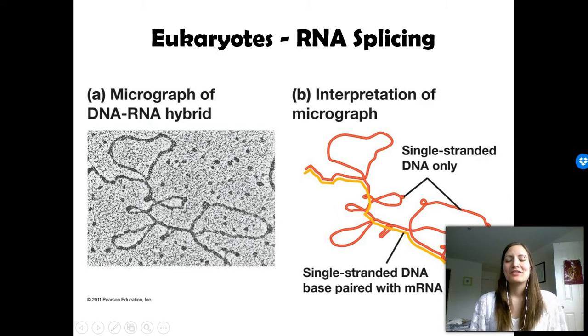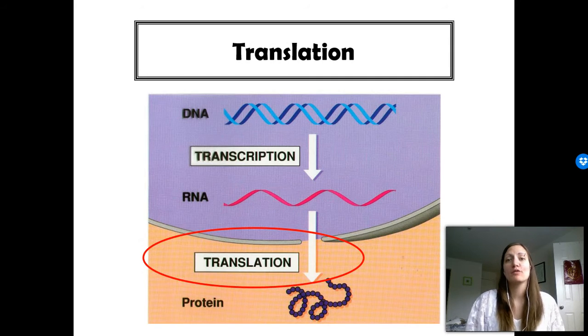Welcome back. So this is the third video. What we've covered so far is transcription in both prokaryotes and eukaryotes. Now after transcription in prokaryotes, mRNA is ready to go. But in eukaryotes, we had to do some RNA processing before we were ready. But now we have our completed strand of mRNA and we're ready for the next step, which is translation.